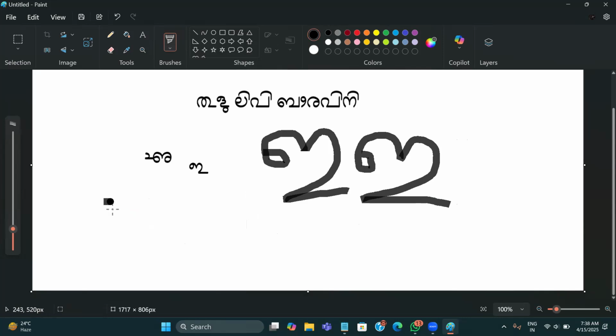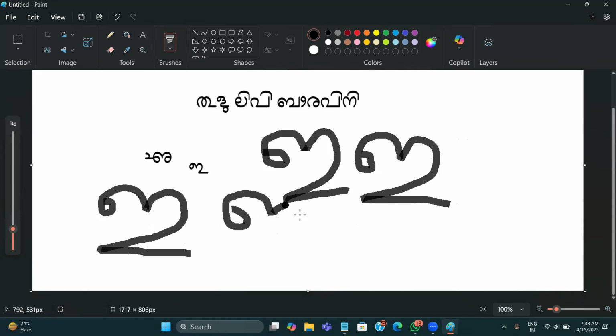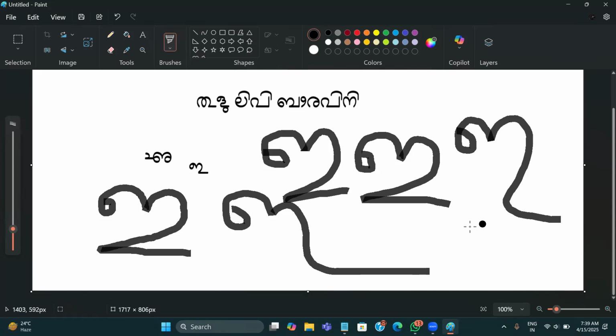Firstly, we have to put a round here. After getting here, a curve. After a curve, like this we have to write E. E is written in this way only. Sometimes they write like this. In some manuscripts, it is like this. Small changes will be there in manuscripts.